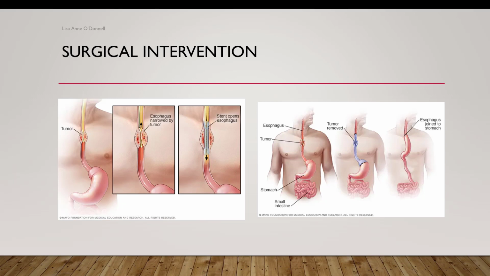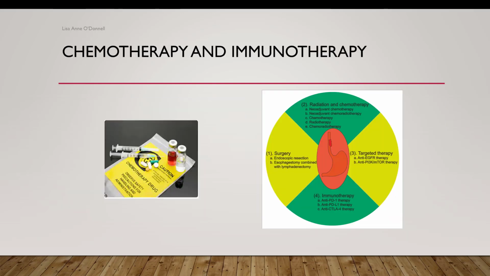One of the main choices of treatment is surgery. The two most common procedures are the insertion of a stent to widen the esophagus narrowed by the tumour, or an esophagectomy where part or all of the esophagus is removed and then reconstructed using the stomach. Both of these are very invasive and require a lot of recovery time and lifestyle modification. Patients then may go on to have other treatments as well.